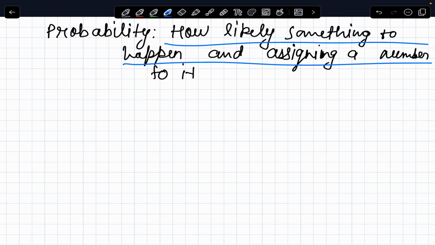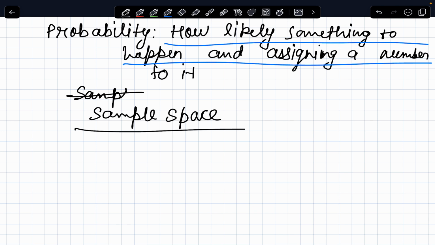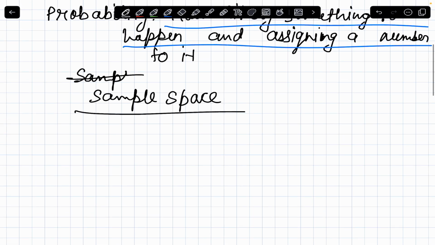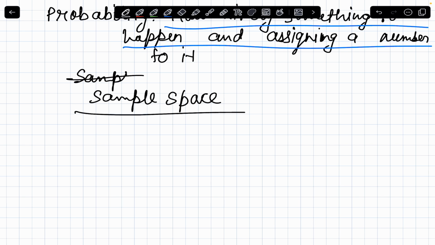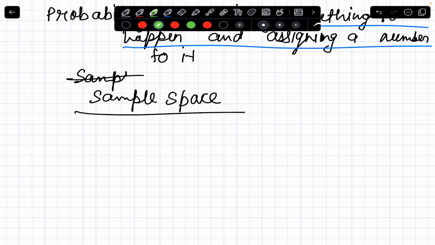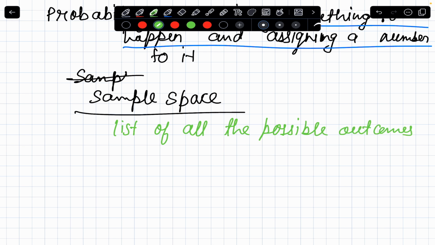Now moving to the next one, what we have is the sample space. We must be aware of what the sample space actually is. Sample space is nothing but the list of all the possible outcomes that are possible to come. And we write it in the form of a set.